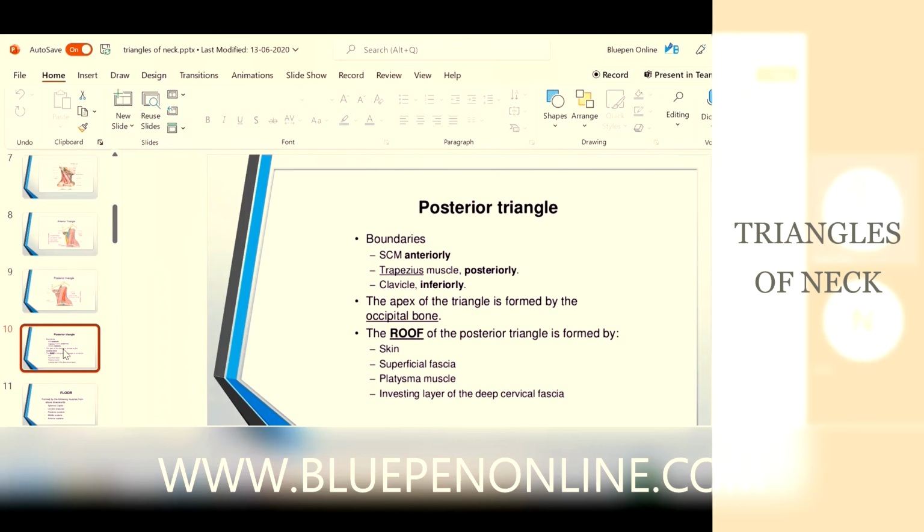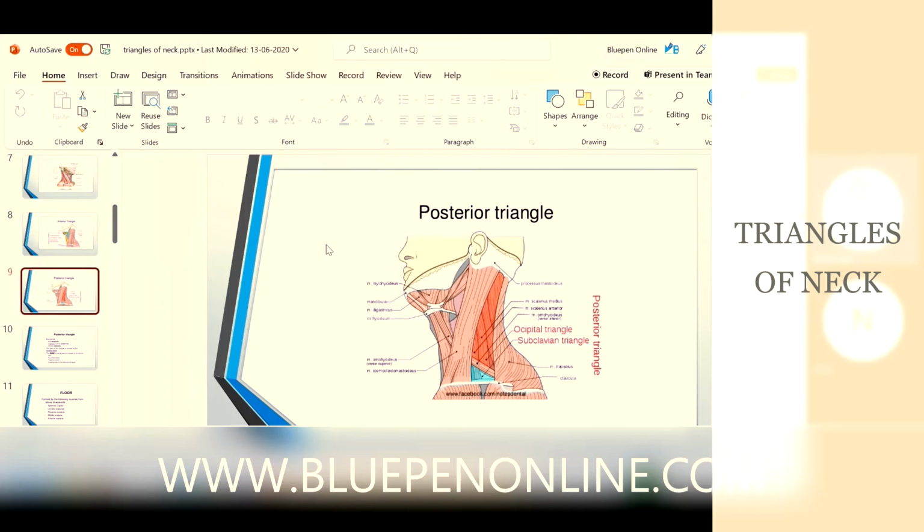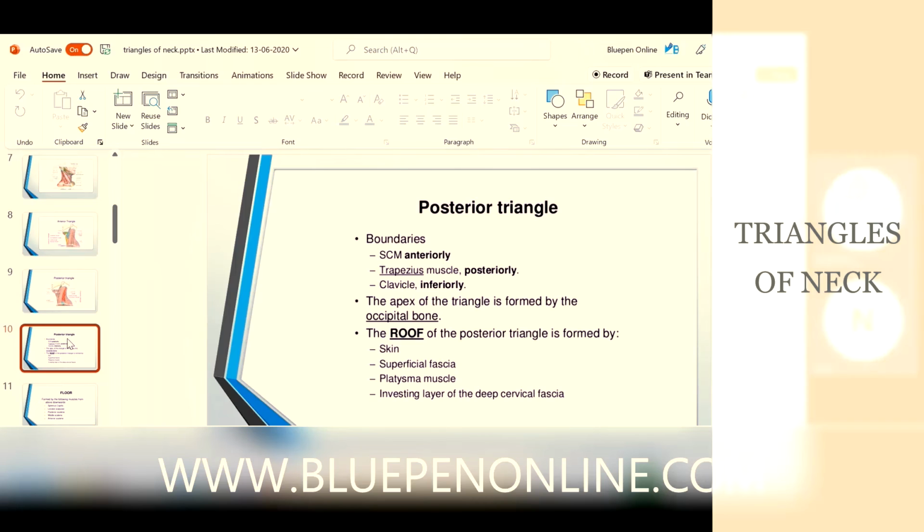Then apex. What is the apex here? Occipital bone. Very good. So you understood, right? Then the roof. Roof means skin, superficial fascia, platysma muscle, and the investing layer of the deep cervical fascia.